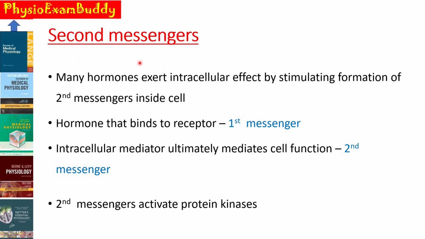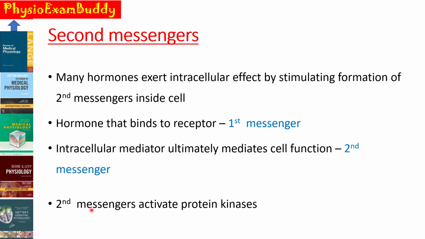Next, a few words about the second messengers. Many hormones exert an intracellular effect by stimulating formation of second messengers, which are formed inside the cell. The hormone which first binds to the receptor is known as the first messenger. Once the hormone binds with the receptor, it will produce a certain intracellular mediator which will ultimately mediate the cell function, and the substance produced by the binding of hormone plus receptor, that is this intracellular mediator, is known as the second messenger.